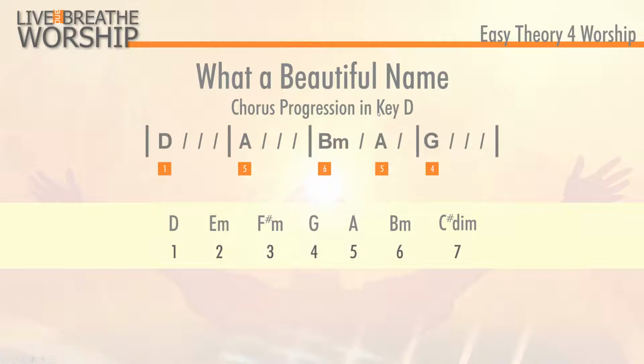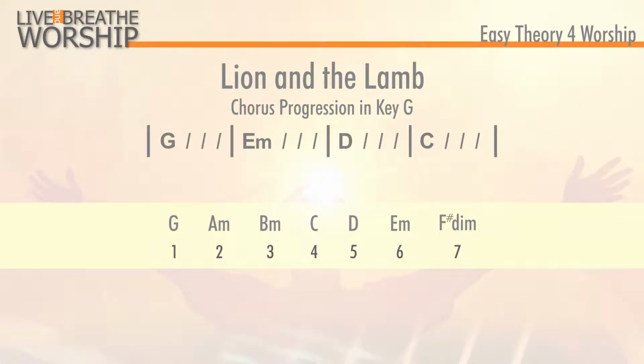So this progression is a 1, 5, 6, 5, 4 progression, and in this case it's in the key of D. So let's have a look at another one, the Lion and the Lamb. This is the chorus progression in the key of G. G, E minor, D, and C. So what we do is we set out the chords in the key. So this is the 7 chords of the key of G, and we start substituting. G is the 1 chord, E minor is the 6 chord, D is the 5 chord, and C is the 4 chord, a 1, 6, 5, 4 progression in the key of G in this case.